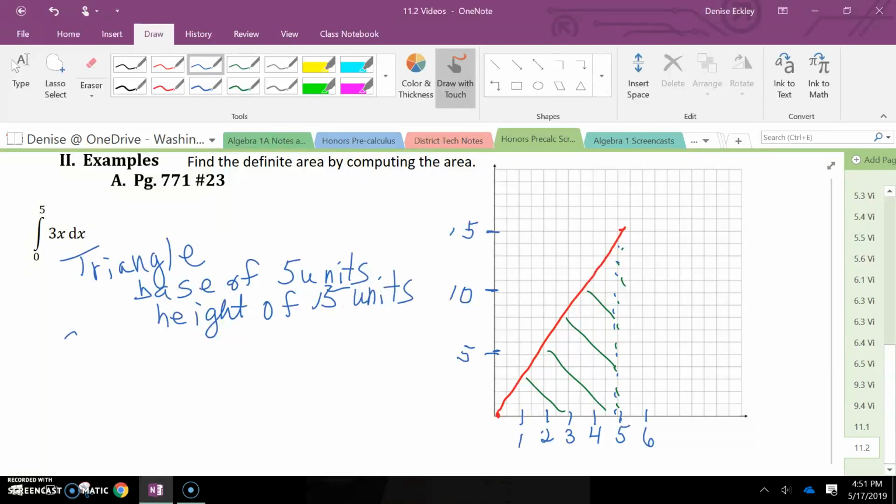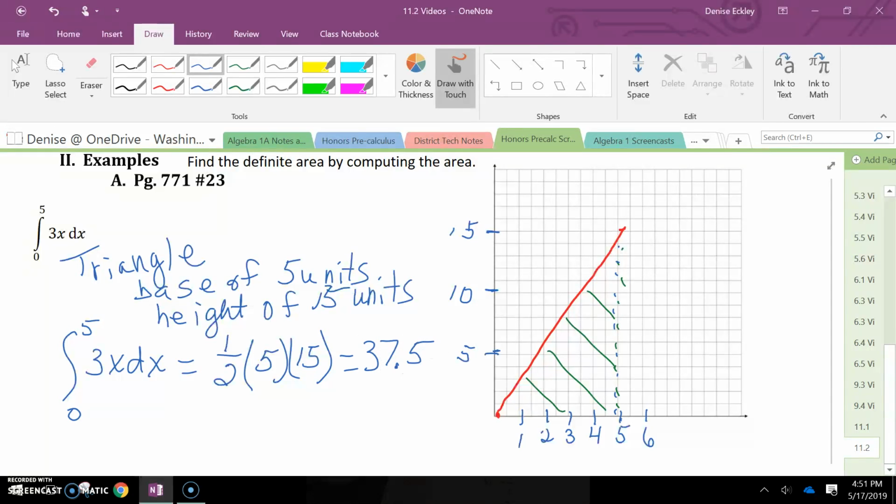So to find the value of my definite integral, so I'm going to take the integral from 0 to 5 of 3x dx, and I get the same as doing 1/2 the length of the base times the height. And when I do that calculation, I get that the definite integral is 37.5 square units. But since we're finding a definite integral, it's going to be 37.5.